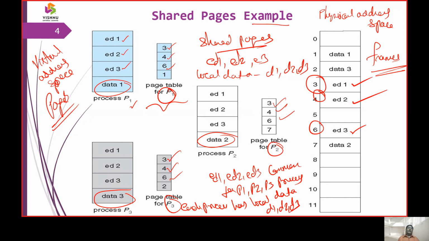Next, every process is going to have its local copy. So this is data 1, data 2, and data 3. Data 1 is mapped to the first frame. Data 3 is mapped to the second frame. Data 2 is mapped to the seventh frame. So in the seventh frame we have data 2, in the second frame we have data 3, and in the first frame we have data 1.